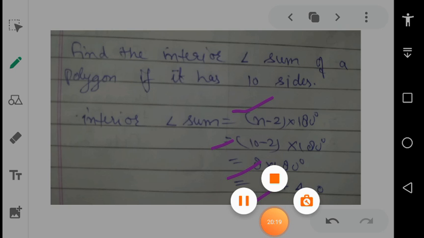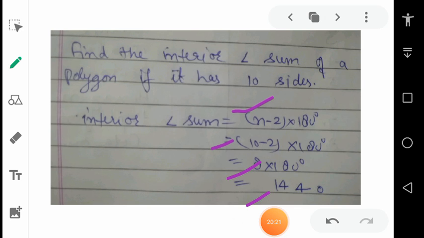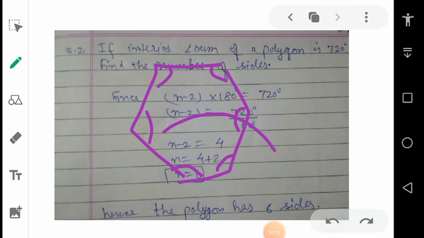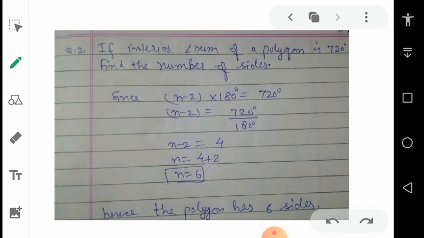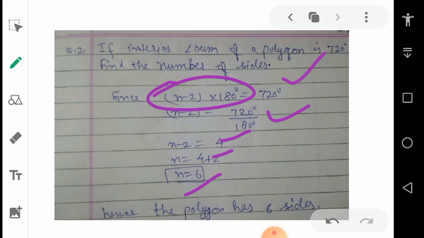But suppose n is not given, only the sum of interior angles is given, what will you do? Again use the formula, just solve it for n. Now in this question we have found n, that is 6. It is given that the sum of interior angles is 720 degrees, so we know that the sum of interior angles is this one, see the circle, and it is equal to 720 degrees. By solving it step by step we get n equal to 6. So this is the polygon with 6 sides.